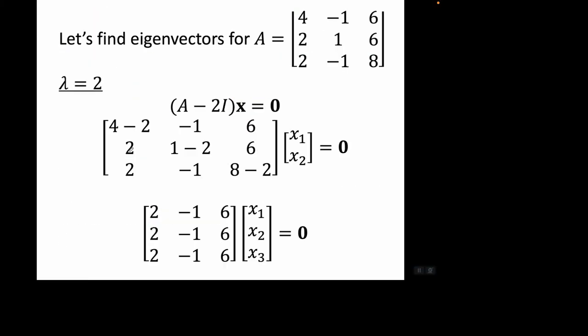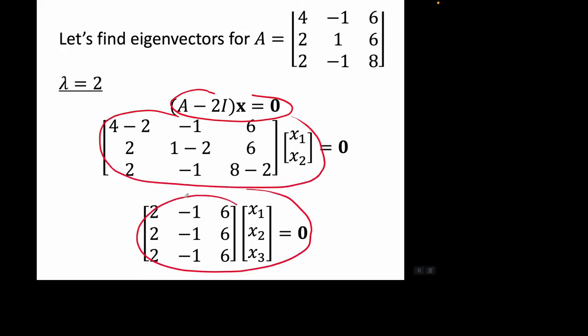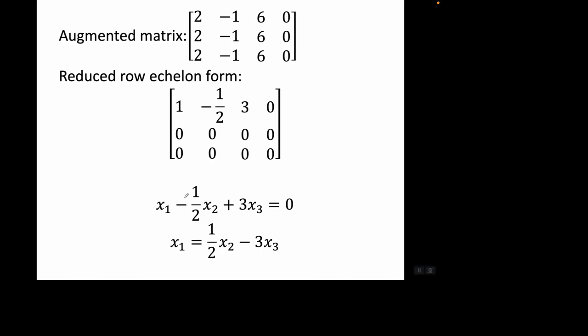Let's find the eigenvectors for A. First, lambda equals 2. Plug in lambda equals 2 here. We end up with this. We're going to get that in reduced row echelon form. There's the augmented matrix. Reduced row echelon form simplifies to this. So we have x1 minus half x2 plus x3 equals 0. Or in other words, x1 equals half x2 minus 3x3.